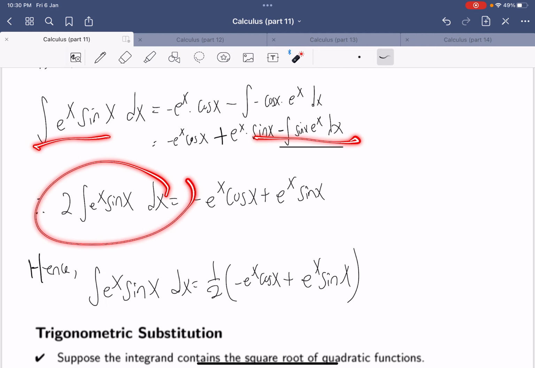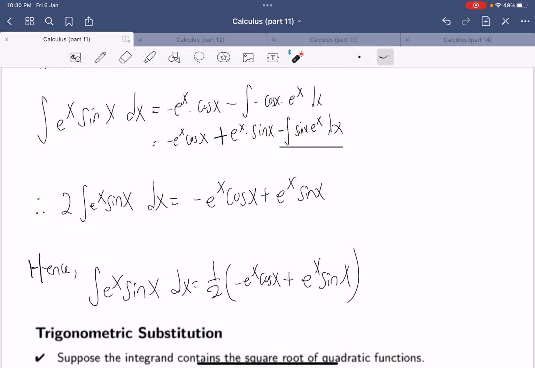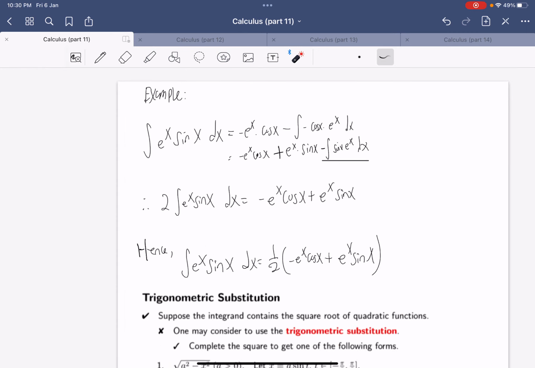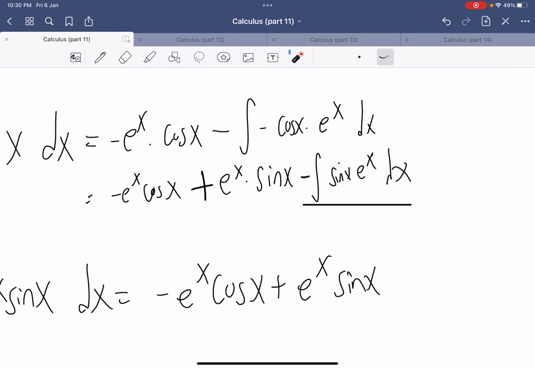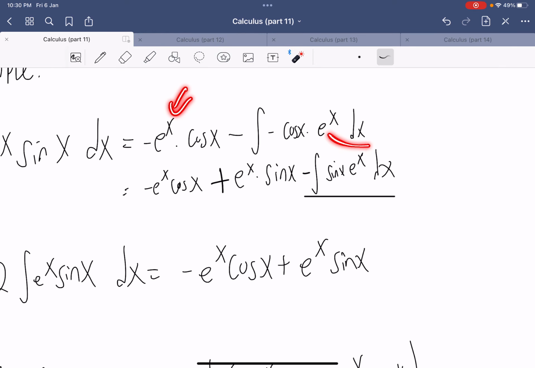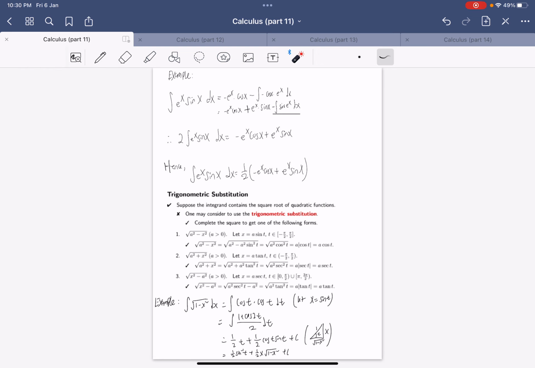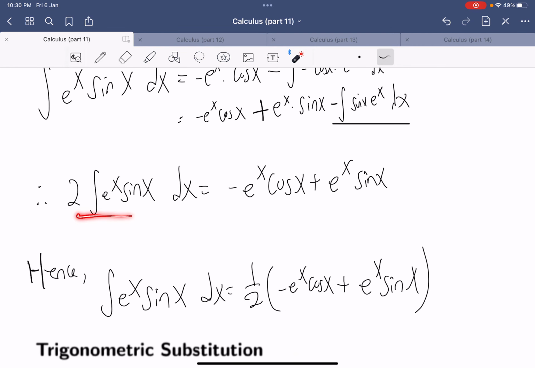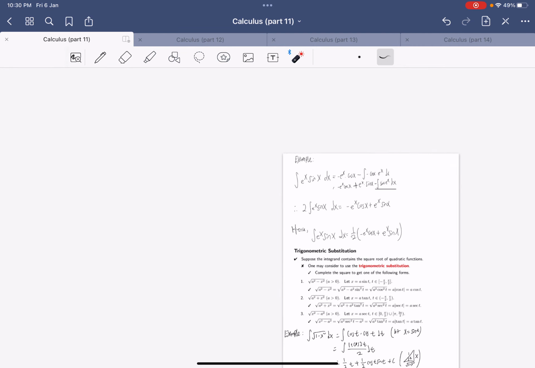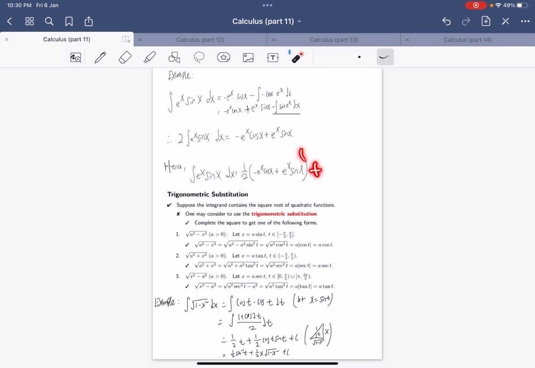So now you get 2 times the integral of e^x times sine x, which equals to this, minus e^x cosine x plus e^x sine x. Because in the earlier example you differentiated e^x, you need to differentiate e^x again and integrate cosine x, which is just sine x. And then after you bring it over, you just divide by 2, and that's your antiderivative. Oh, plus c, of course.